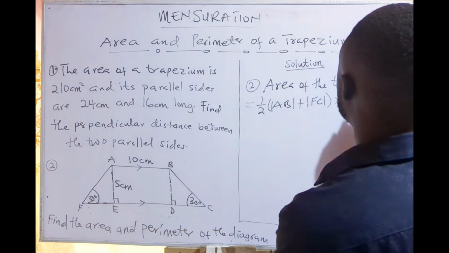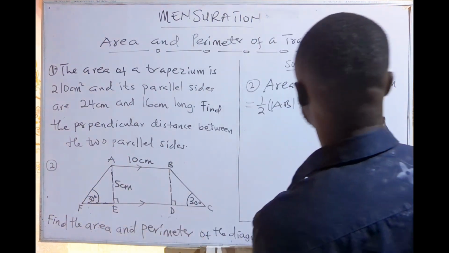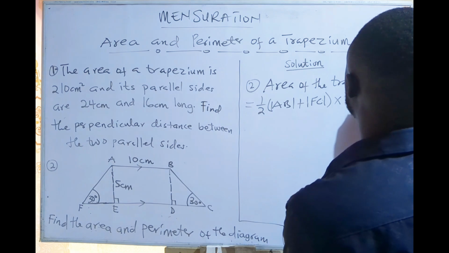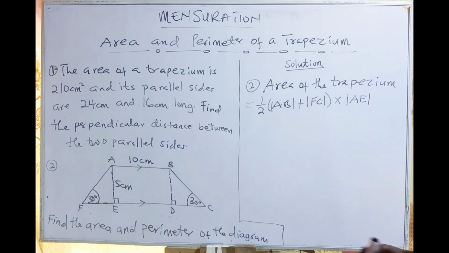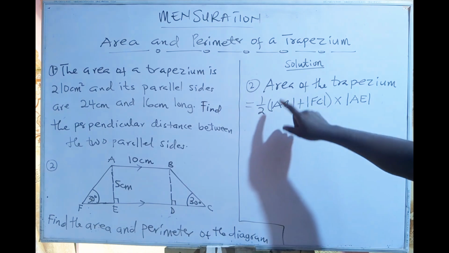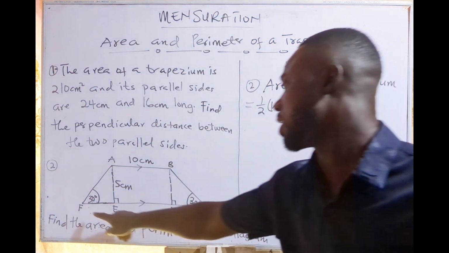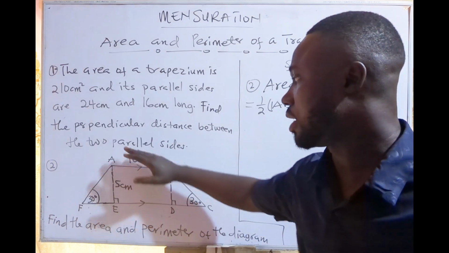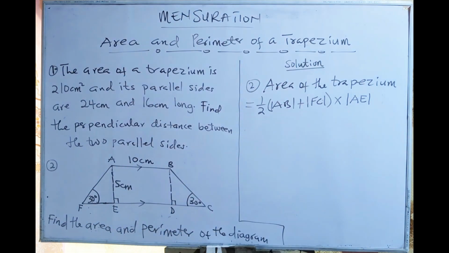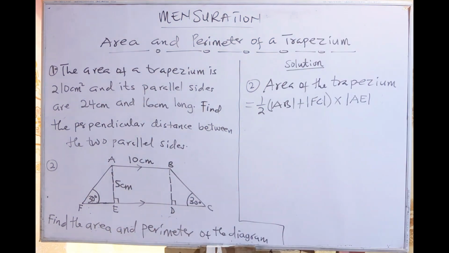Okay, so the height was given as what? The height can be AE or BD. Okay, so let me use the variable AE, so that when I'm writing, I'll just substitute there. So the height is either AE or BD. So half times the sum of the parallel sides, that is AB, and then what? FC. These two sides are parallel. Times the height, that is AE. Okay, already we know AB as 10. We know AE as 5. What is left is FC.